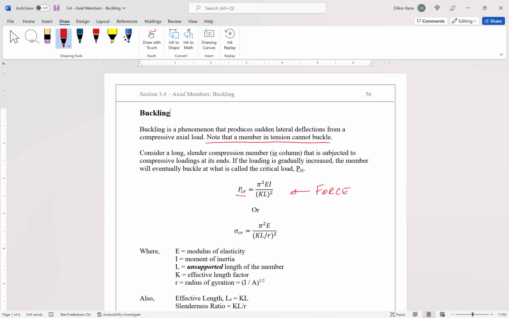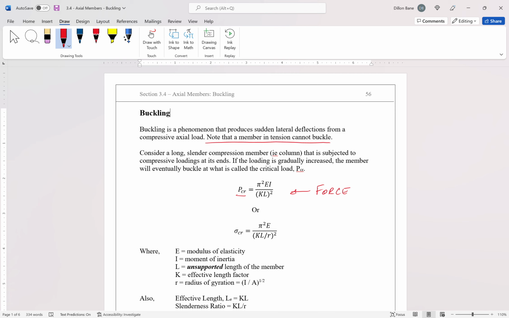So there's a couple variables in this P critical equation. Obviously we'll just start off with pi. Pi squared is just pi, 3.14, squared. E, as we've talked about, is modulus of elasticity. I is the moment of inertia.